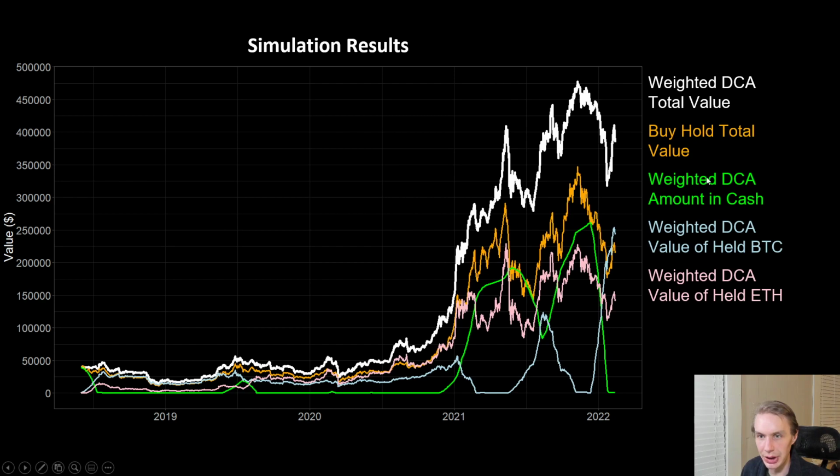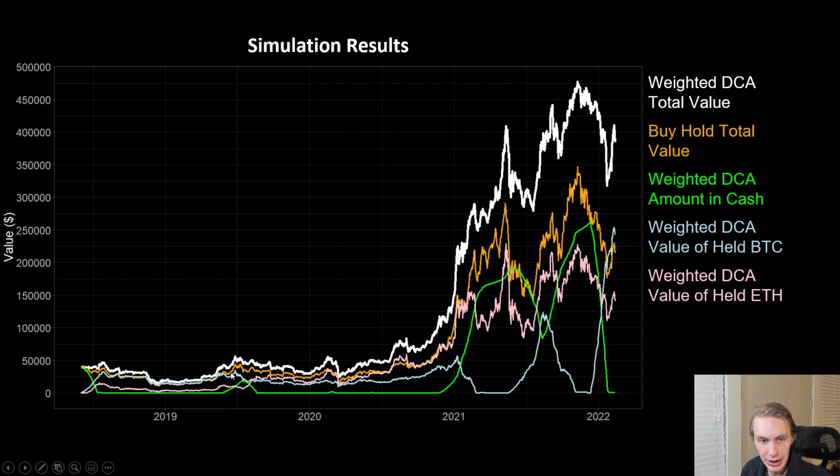So what I'm showing you in green is the amount of cash that this weighted DCA person has on the sideline, or has on hand. So you can see they're quickly DCAing into the market at the beginning. And then in that kind of run up we got in 2019, they're taking some profits and then readjusting. So they're actually selling some Bitcoin and buying some Ethereum.